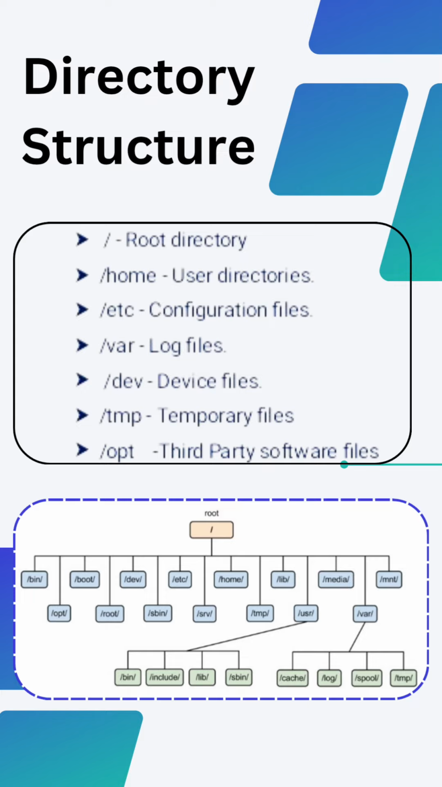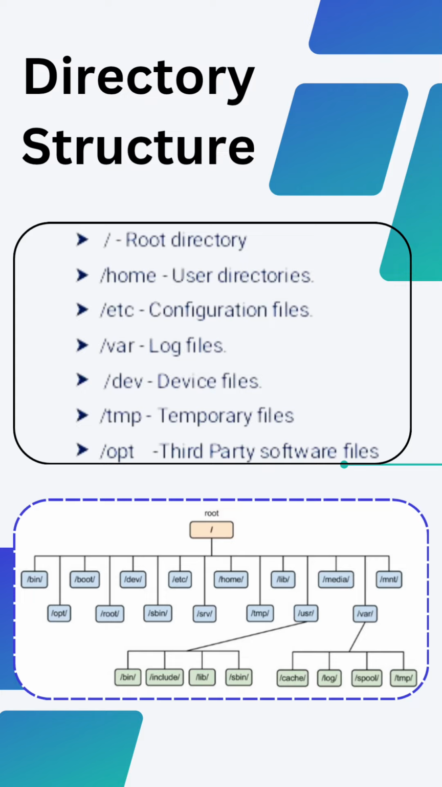This is the directory structure of the Linux operating system. If you talk about the root directory, it's the top level directory of the Linux operating system. It contains all system configuration and all files required for the operating system to function.